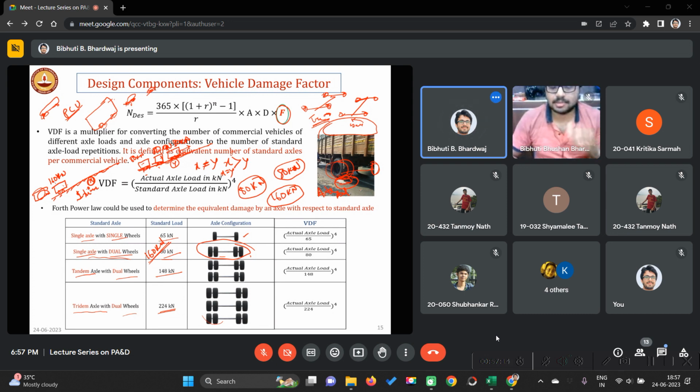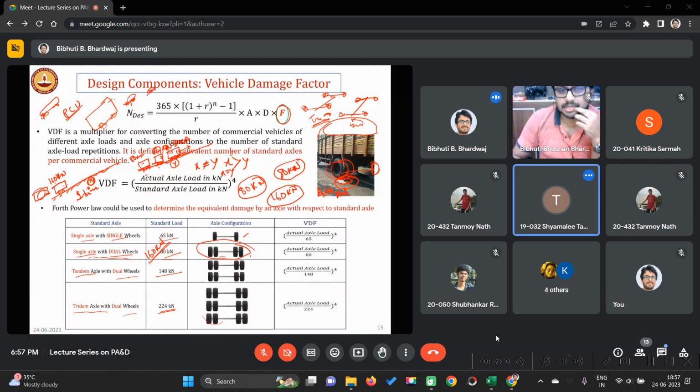Shyamole, can you tell? Are you there? Yes, sir. Okay, any guess how many? It is not 2, so it will be 3, 4. How many will be needed? What do you think? The load is halved.